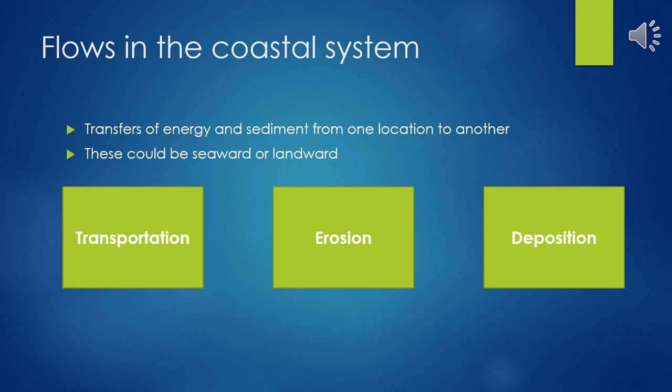Erosion is the removal of sediment, where it's taken away from wherever it's been stored. And deposition is the opposite, where material is added to a store. So those are the three flows in a coastal system: transportation, erosion, and deposition.